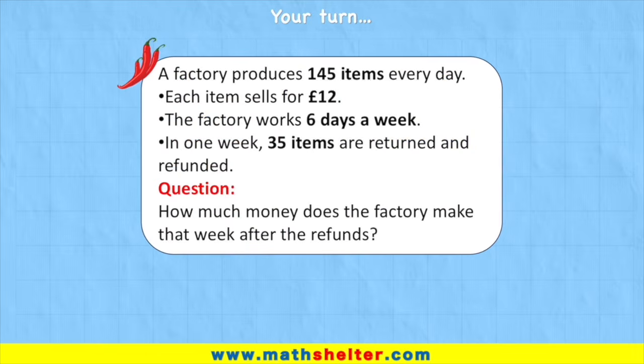When you've done that, now it's your turn. Here's another question that I want you to use the rucksack method to help solve. I'll read it to you first. A factory produces 145 items every day. Each item sells for £12 and the factory works 6 days a week. In 1 week, 35 items are returned and refunded. Question: how much money does the factory make that week after the refund? So a similar sort of style question, so have a go at this yourself. Press pause on the video now, good luck.